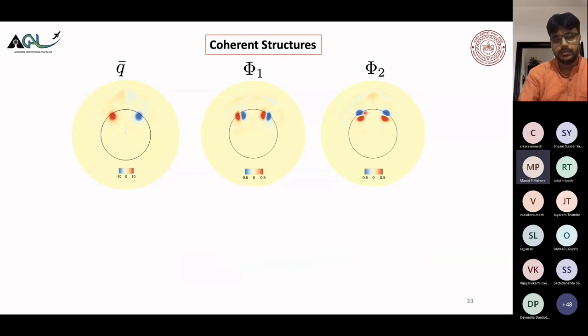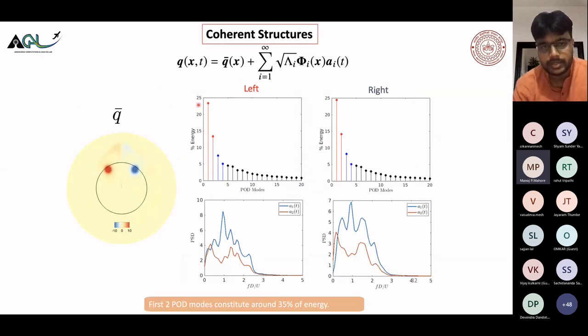When I did POD, let me just go back to the slide. Here I'm showing you up to 20 modes, but it has been done using around 2000 snapshots. So 2000 snapshots means 2000 POD modes. But I'm just showing you the first 20 modes, because the first two modes constitute about 35% of the energy, the left vortex and the right vortex both. By the time you go to the 20th mode, you have already captured around 95% of the energy. After that, the energy content is very, very low.